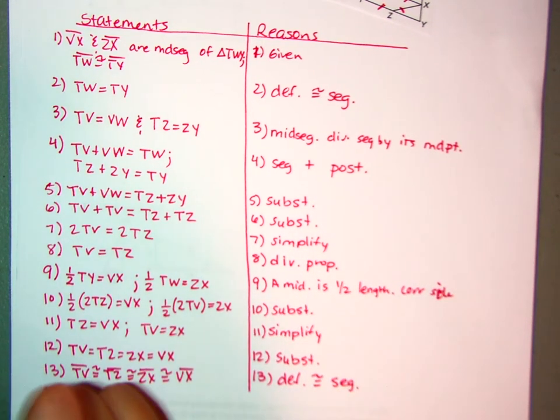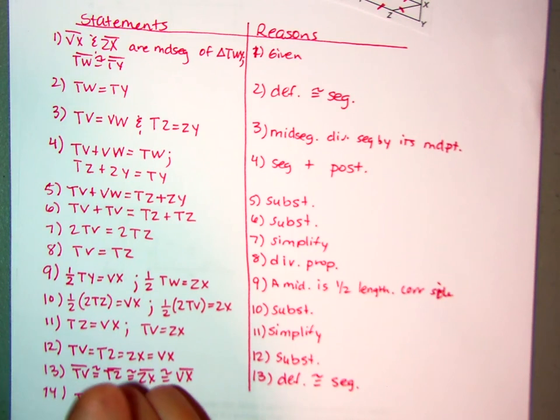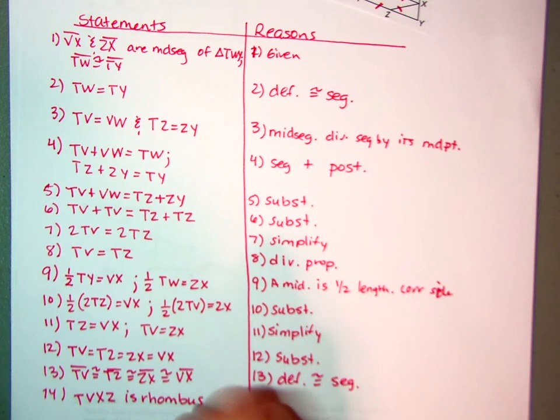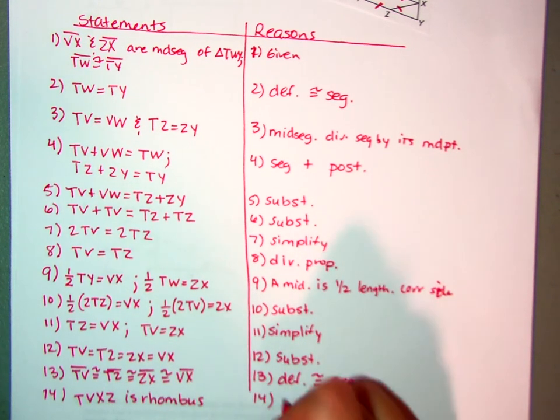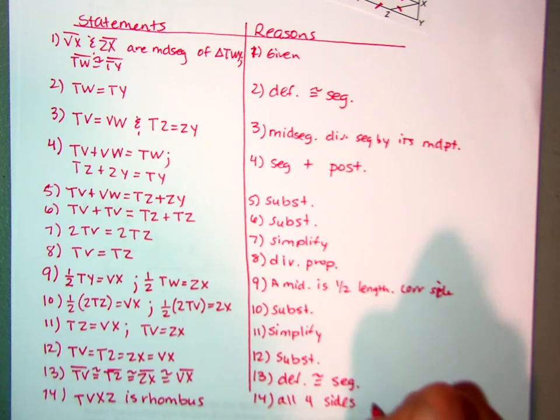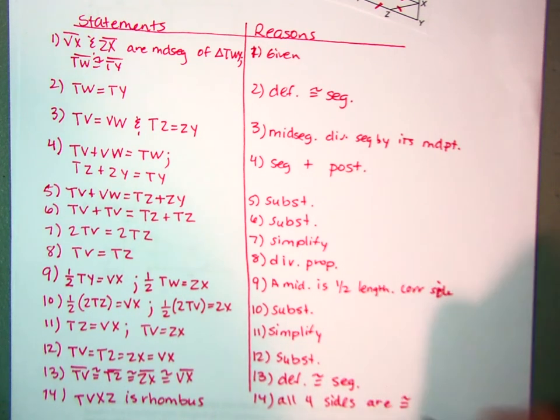And now finally, 14, we could say TVXZ is a rhombus. Why? Because all 4 sides are congruent. Now, one of the other things that you could have done is you could have looked at the angles, because remember when you have mid-segments, they make parallel lines, and you could go into exploring how you could use maybe the angles to complete this proof as well.